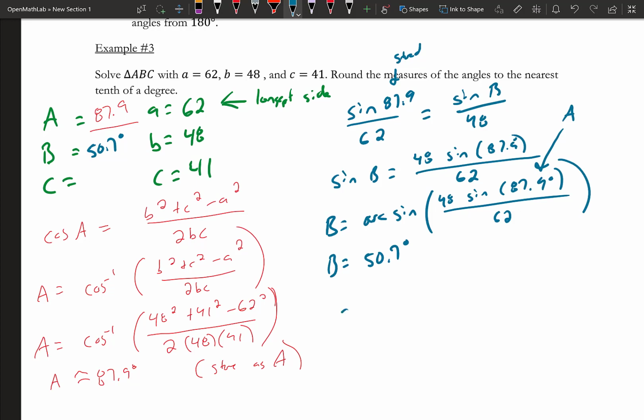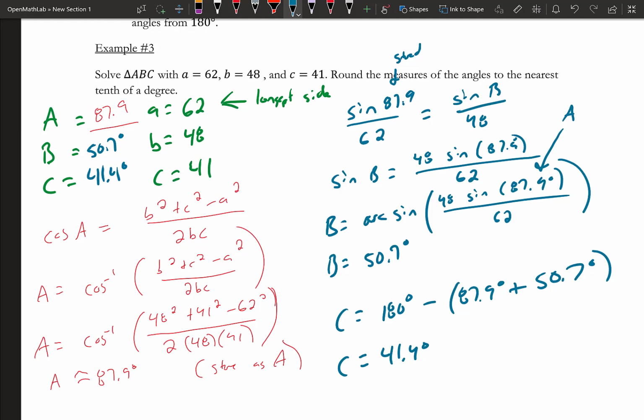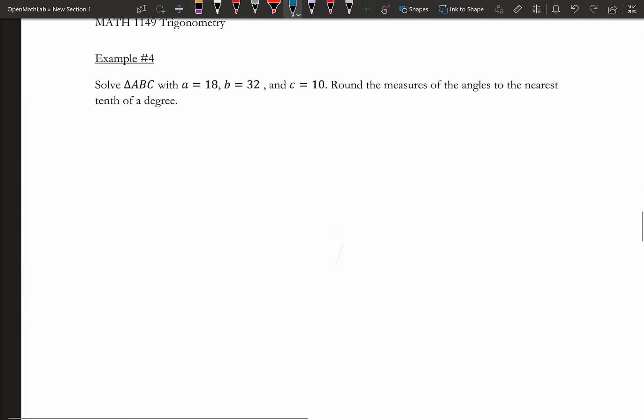So B is 50.7 degrees. And then, of course, C would be equal to 180 degrees minus 87.9 degrees plus 50.7 degrees, which gives me 41.4 degrees. All right, so that's solved. Did all of that.